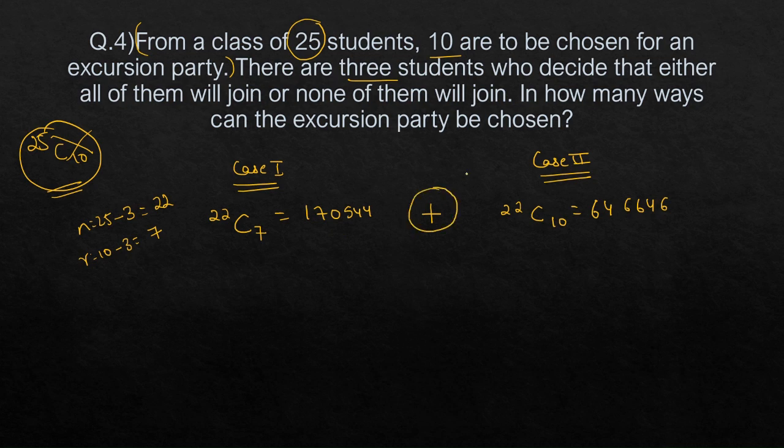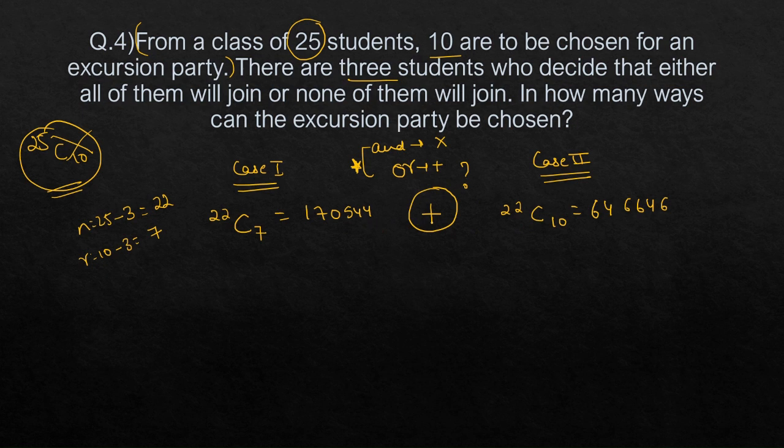Why do we need to add and not multiply? We'll look upon this principle later on as well. But for now, we are adding because the option says or. In the conditions of and, what we do is we multiply. But when the option is of or, that is, either this or that, then what we do is we add. These are two very important conditions that we need to remember.